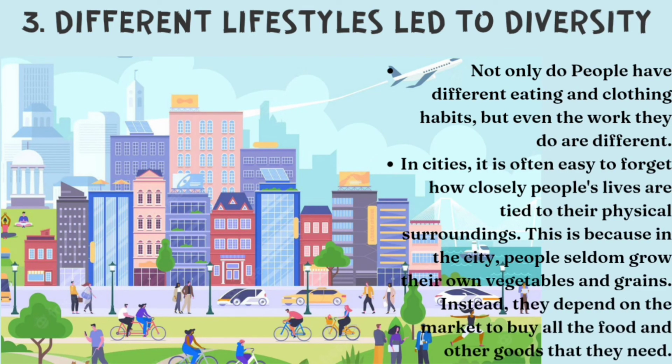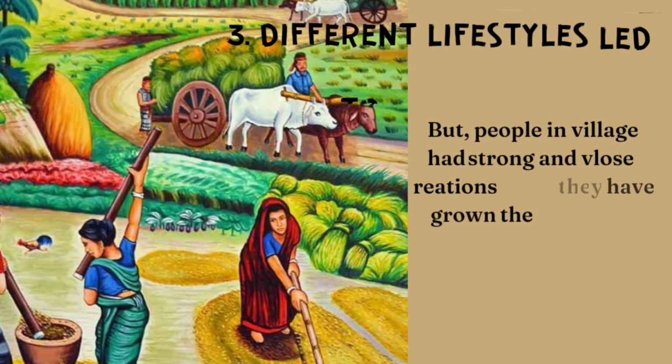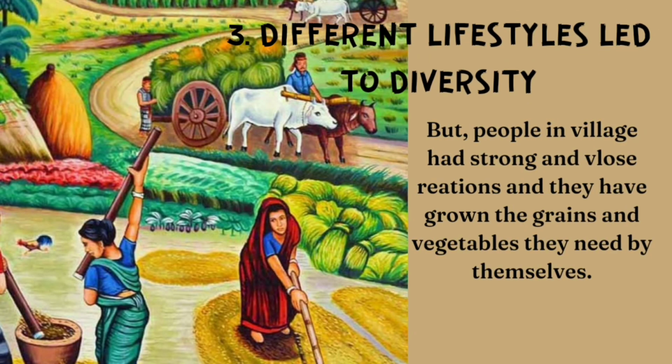Not only do people have different eating and clothing habits, but even the work they do is different. In cities, it is often easy to forget how closely people's lives are tied to their physical surroundings. This is because in the city, people seldom grow their own vegetables and grains. Instead, they depend on the market to buy all the food and other goods that they need. As a result, there is no intimate relationship among each other in city life. But in the case of village life, it is very different. People in villages have strong and close relations, and they grow the grains and vegetables they need by themselves.